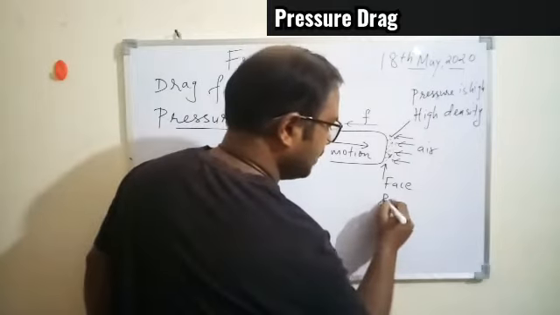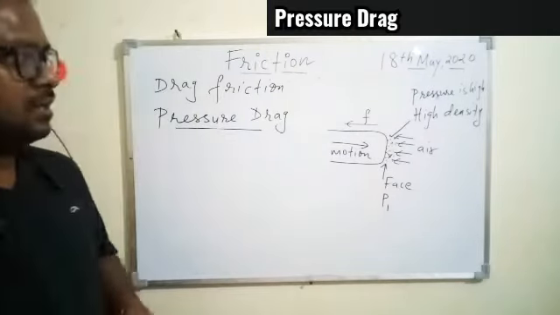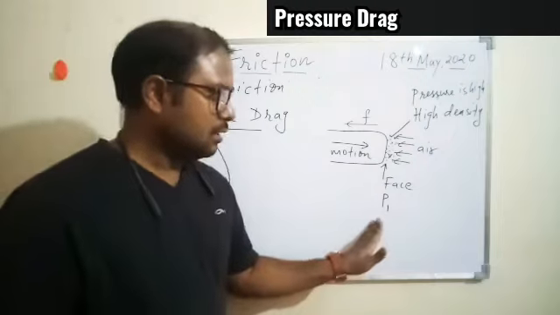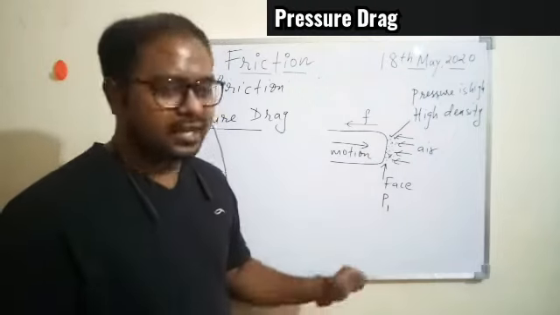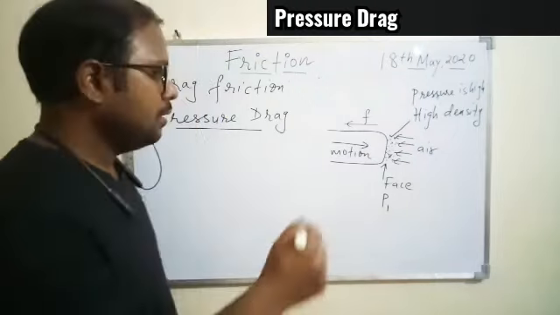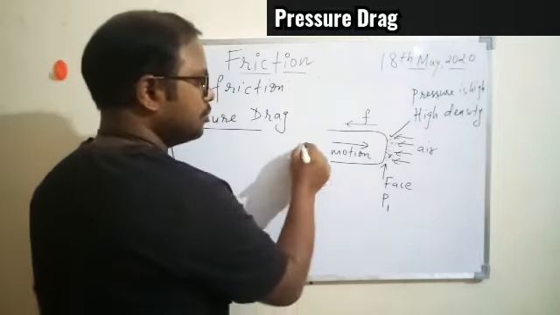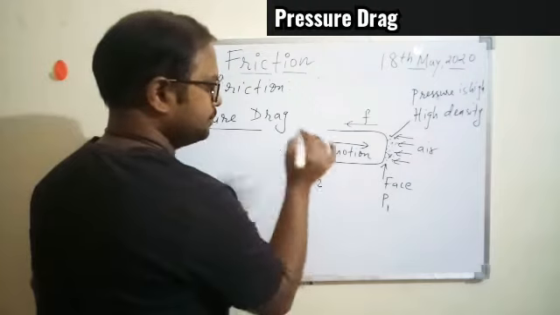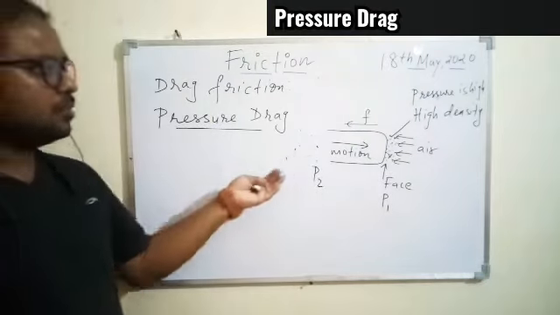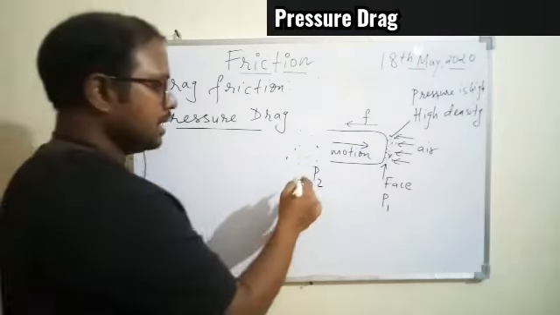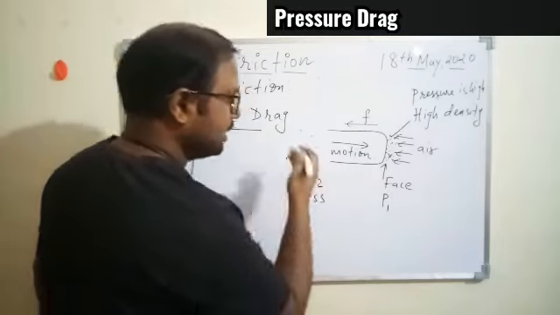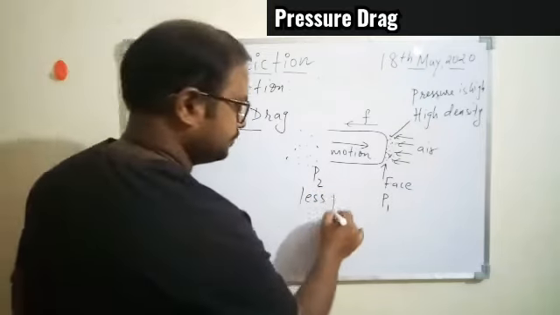Let this pressure be P1. So at the face, the pressure by the air is P1, but at another point at the back, P2, the air molecules are still far away. At this point the air molecules are far away, so here we have less pressure. Why? Less density, less pressure.